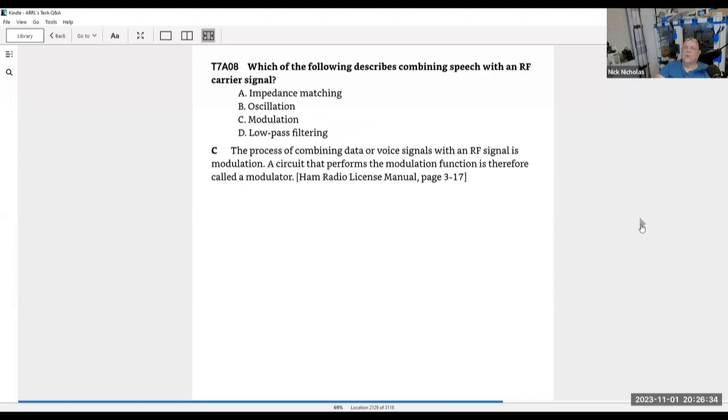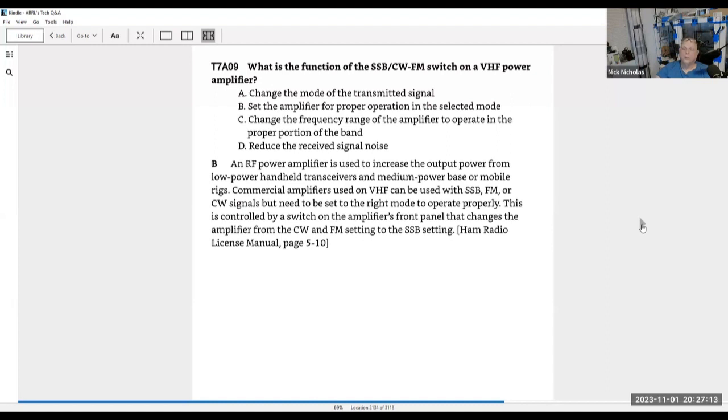Which of the following describes combining speech with an RF carrier signal? And that would be modulation. Talked about special type of mixer called a modulator. And modulation is a means by which we mix the electronically reproduced audio sound. We convert it into an electrical wave at an audio frequency. We combine that with an RF wave through a mixer, and the combination is what carries the information for us. Information being what we can reproduce as speech.